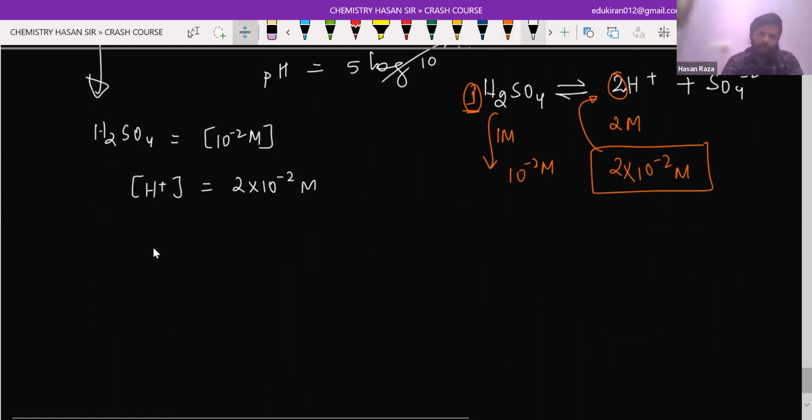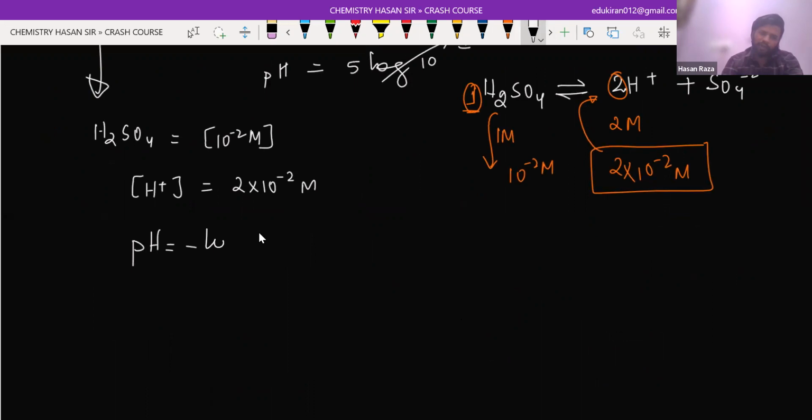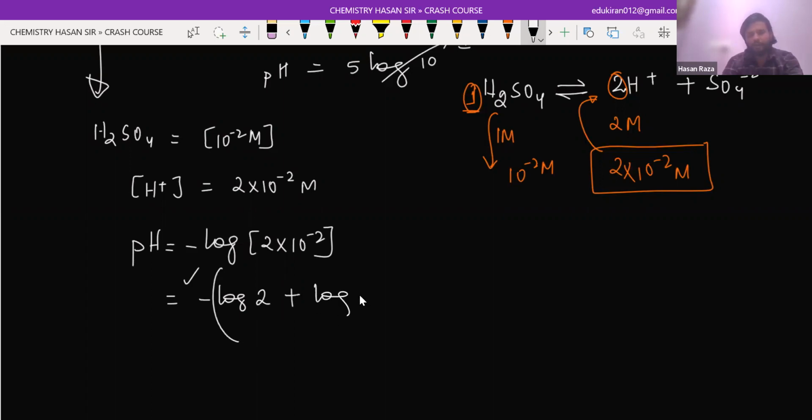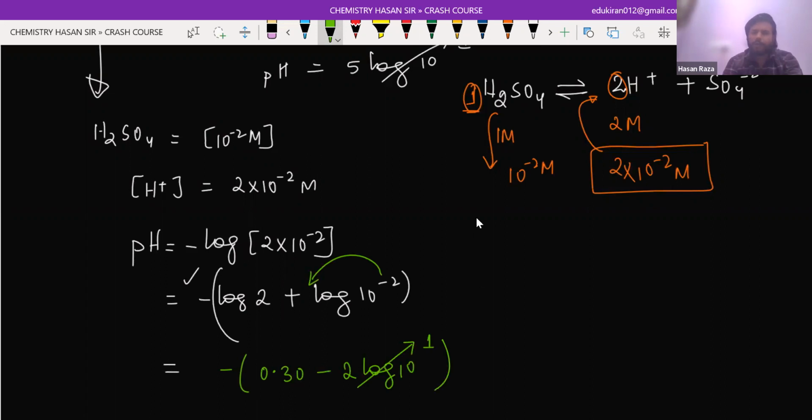Then you are going to apply the formula pH is equal to minus log of H+. H+ is 2 into 10 raised to the power minus 2. As you can see, minus log of, I'm going to keep this outside of the bracket, log 2 plus log 10 raised to the power minus 2. And you can see log 2 has a value 0.30, right? Krishna? Yes, sir. So it will have a value minus 0.30, and this will come here. So it will be minus 2 log 10. As you know, this log 10 will have a value 1.